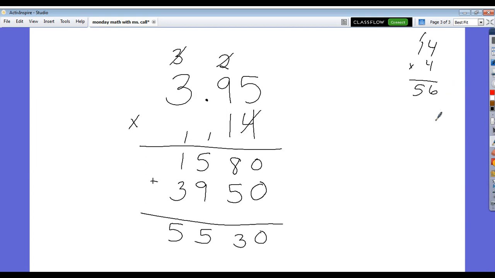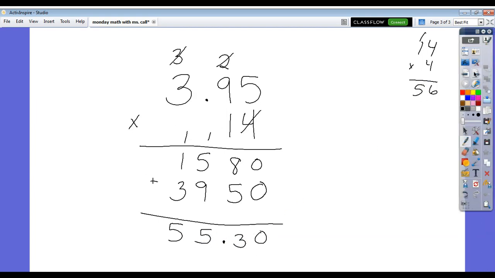So you might be saying to yourself, well, Ms. Call, it can't go here. That's 5,530. Can't go here. That's 553. Can't go here. That's 5 and 53 hundredths. So obviously my decimal has to go right here, 55 and 3/10 or 30 hundredths, pretty close to 56.